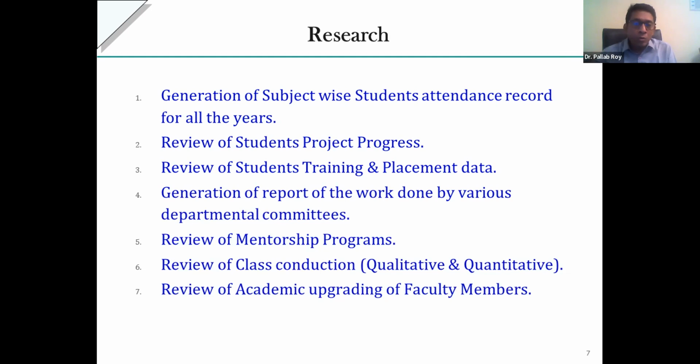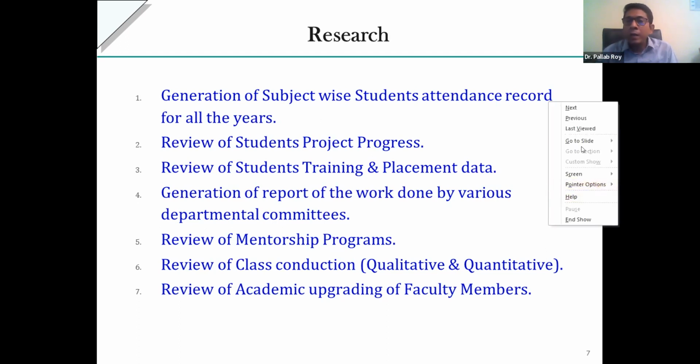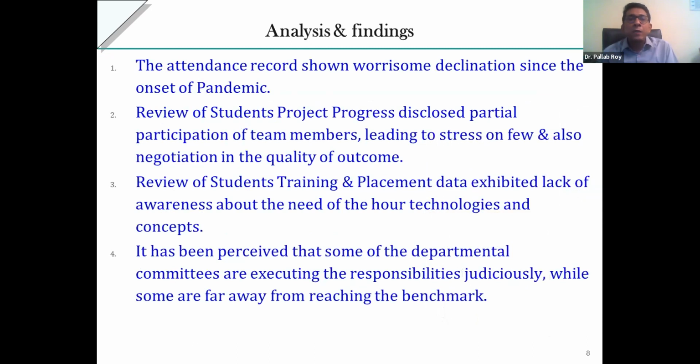That means we talked to the students and got their feedback on whether they are satisfied with the quality. Instead of asking them directly, some questionnaires were distributed and the data was generated. At the same time, the quantitative review was also done: how many classes were taken, how many extra classes were taken, all these things. The last one was the review of the academic upgradation of the faculty members. There are people who have been working there for the last 10 or 12 years, but if you ask whether they have upgraded themselves academically, it is found that there are certain areas which need to be improved. So this is the analysis and finding.